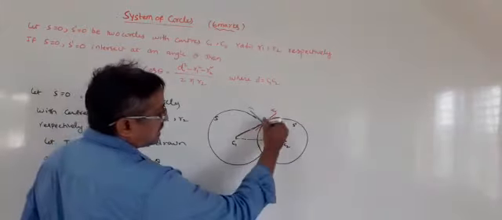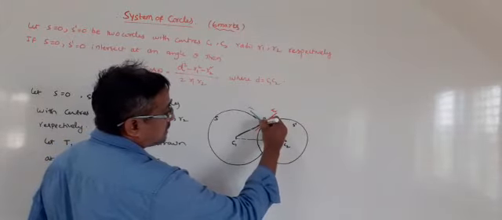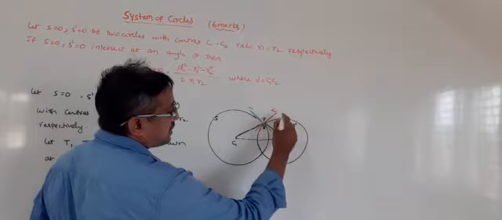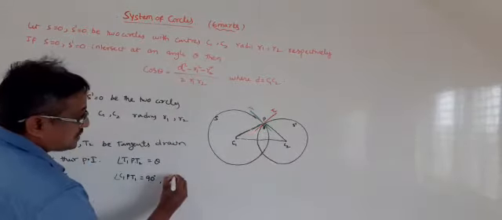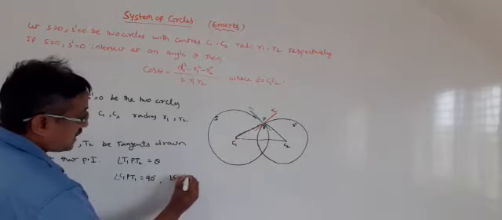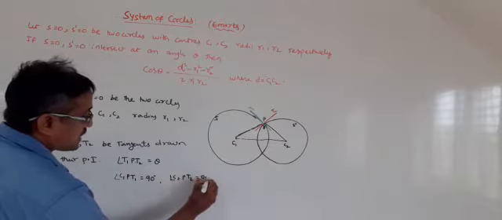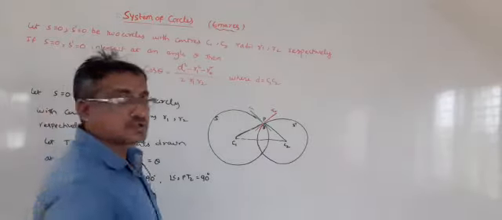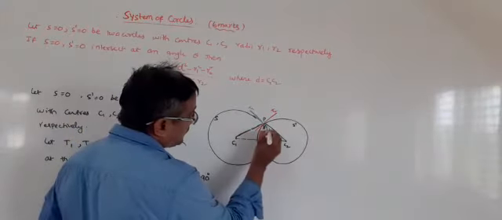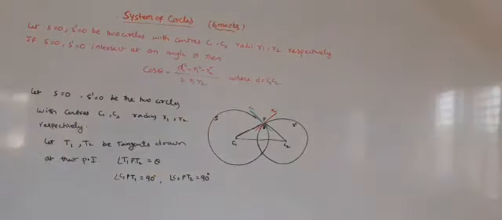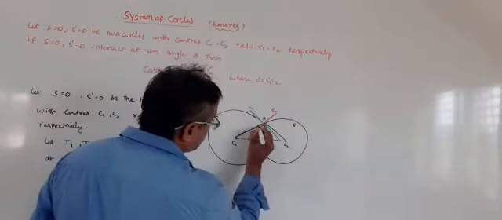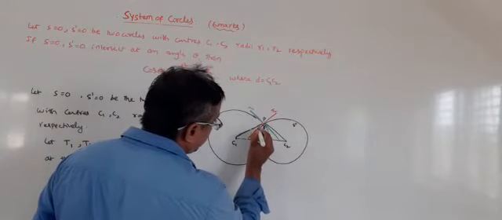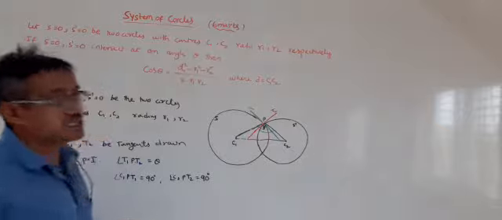Now this line is the normal drawn at the point of contact P to this circle. So angle C2PT2 is again 90 degrees. You have to observe carefully. I am talking about this angle. This is 90 degrees.